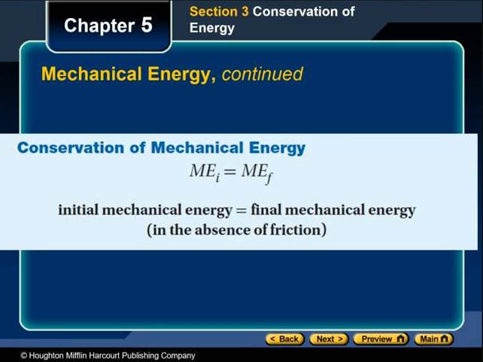The conservation of mechanical energy can be written symbolically as follows. ME_i is equal to ME_f, which is to say initial mechanical energy is equal to final mechanical energy in the absence of friction. The mathematical expression for the conservation of mechanical energy depends on the forms of potential energy in a given problem. For instance, if the only force acting on an object is the force of gravity, as in the egg example, the conservation law can be written as follows. 1/2 m v_i squared plus m g h_i is equal to 1/2 m v_f squared plus m g h_f.